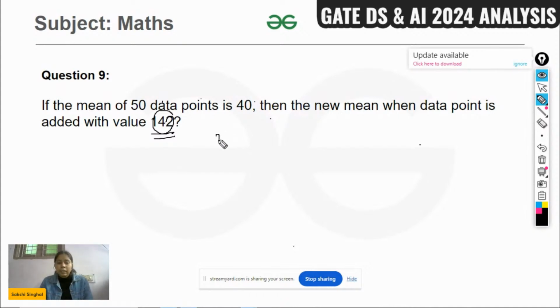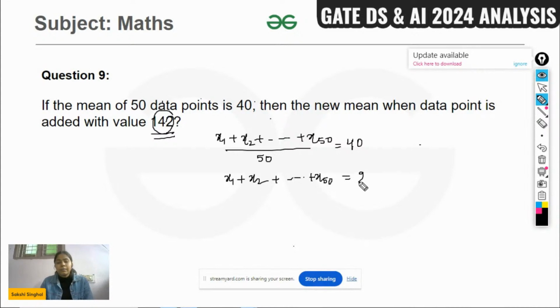So what does it mean? If I take an average of 50 terms, x1 plus x2 plus up to x50 divided by 50, it would give me 40, right? So I can find the sum of the 50 values, x1 plus x2 plus up to x50. That means the sum of all those 50 values is 2000, right? Now they asked me to add one more point, that is 142. Let's consider this point as x51. That means now I want to take the sum of 51 numbers, x1 plus x2 plus up to x51.